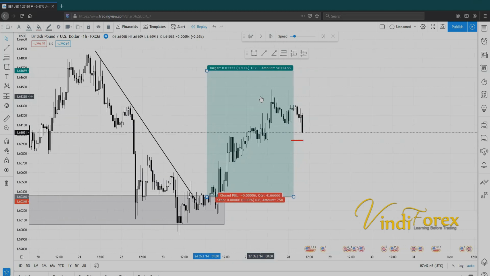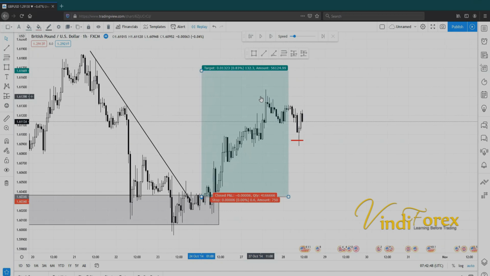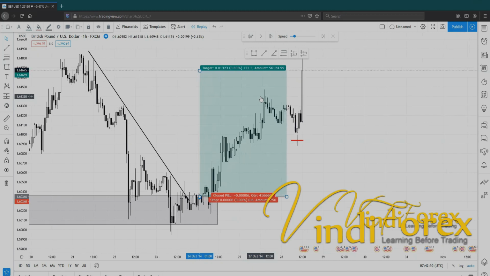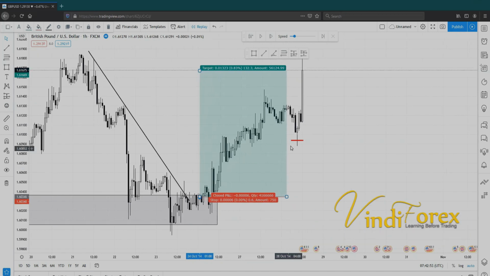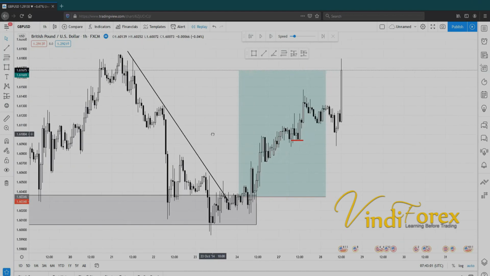Okay, which is very, very important. There we go. Look at how it did hit a stop and then went up. But if your stop was still down, you would have hit your target nicely. This is a very nice one. But notice how one could have entered.